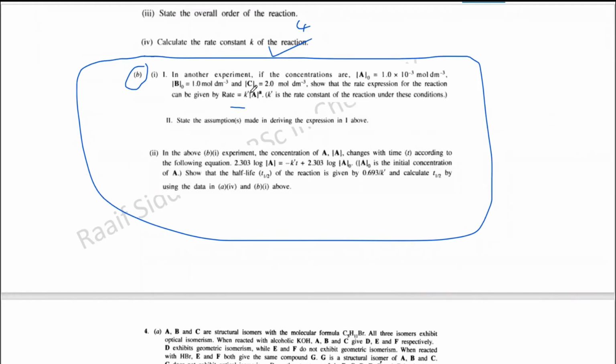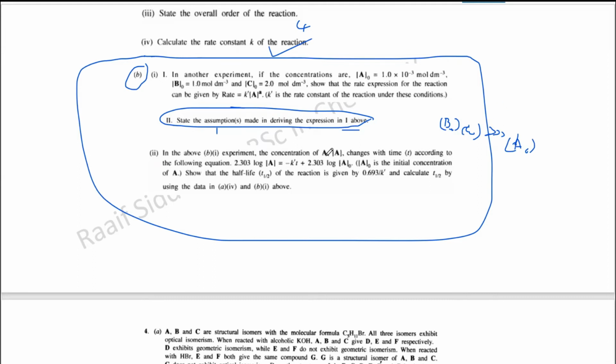Okay, so K dash is typically called the pseudo rate constant. State the assumption made in deriving expression 1. So here you have to explain the reason. Okay, so what is the assumption? Since the concentrations B naught and C naught are very high compared to the A naught concentration, you can write that the consumption of B and C is negligible.